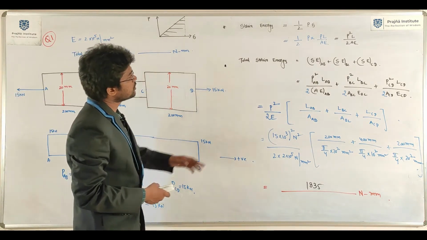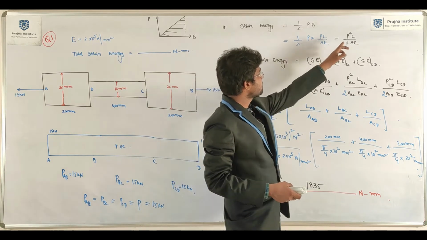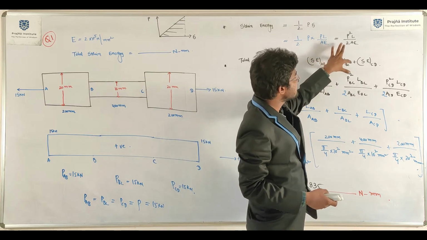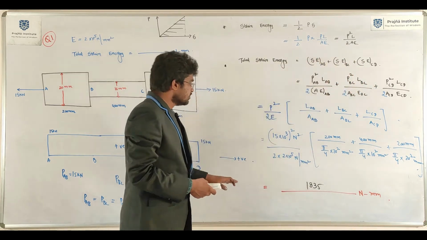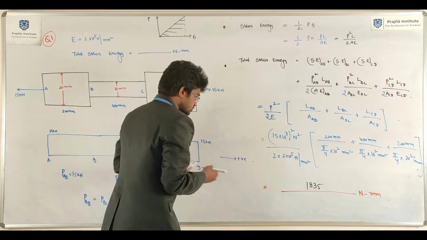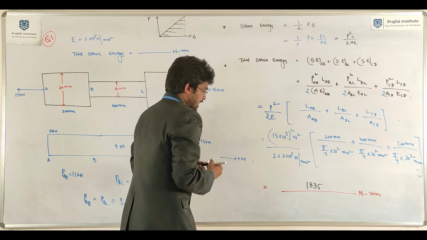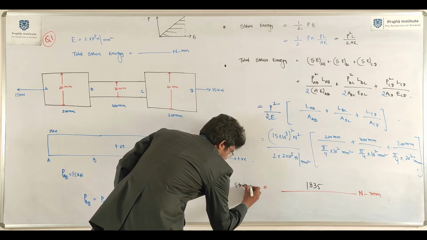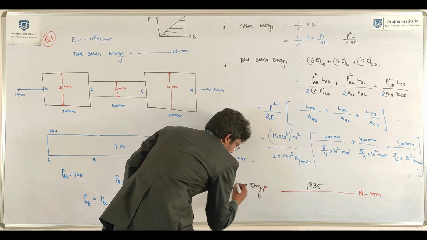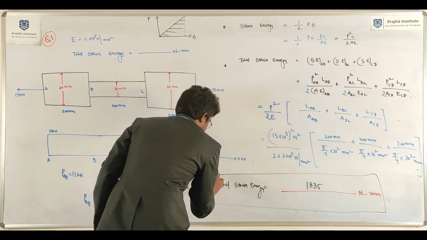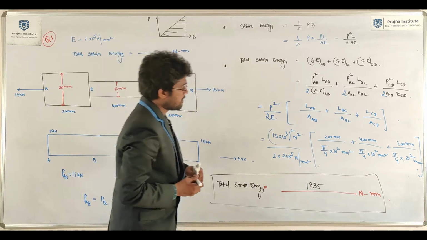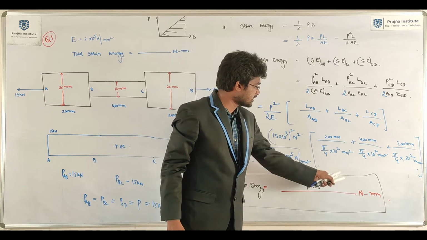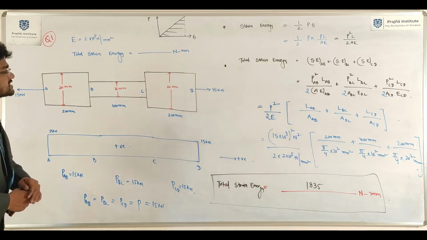1835 Newton mm. So total strain energy in the member is P square L by 2AE. Just apply this expression for AB, BC, CD. Finally, you will get the total strain energy equivalent to 1835 Newton mm. Here Newton square by Newton gets cancelled out, mm square cancels out, and you get Newton mm. That's it. Next, question number 2.